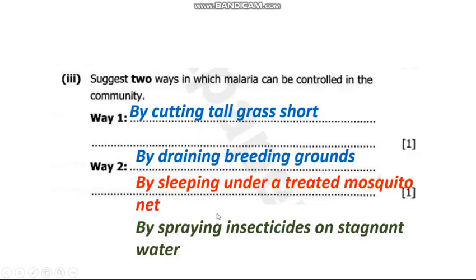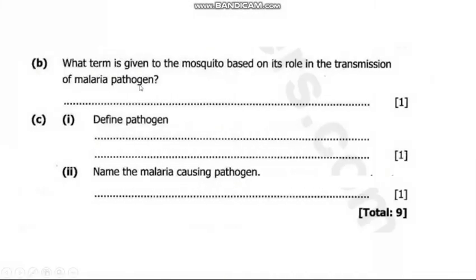Apart from that, we can even say by using anti-malaria drugs. Normally, if people have got malaria, they normally use it in terms of becoming healthy again. So these were some of the answers to our question 2. Let us now move on to our second question. So here we now come to our question B.